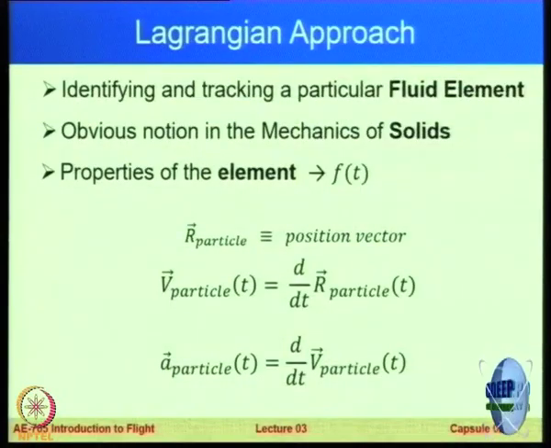So the position of the particle is a vector because it has a magnitude and direction, magnitude in the sense of the coordinate frame. And direction, so it is a position vector. Then we have the velocity of the particle as a function of time t, that would be the derivative of this position over time. Remember, it will not remain the same; depending on the signal, depending on the traffic, the velocity will change as a function of time. And the acceleration also will in general be a variable, which is a derivative of its velocity over time. So this is a Lagrangian approach.